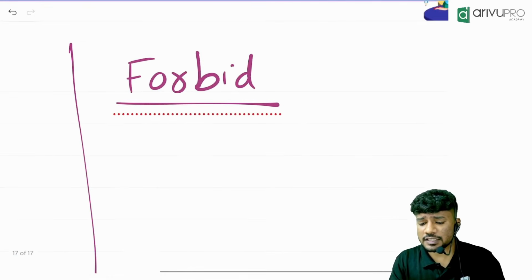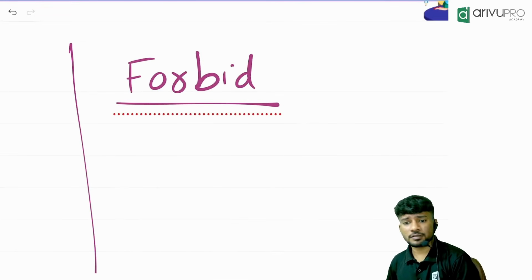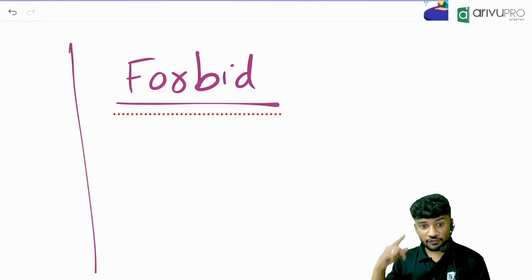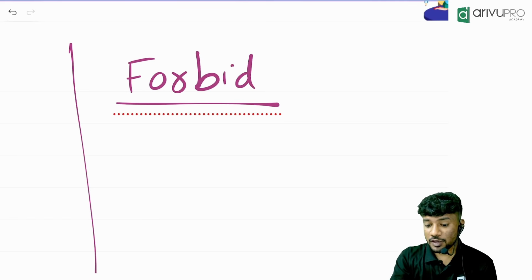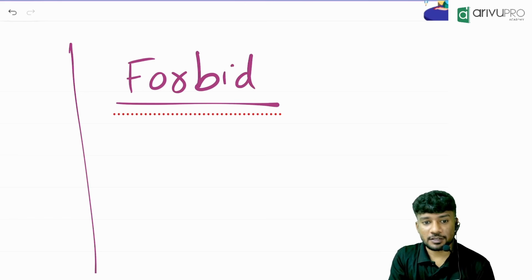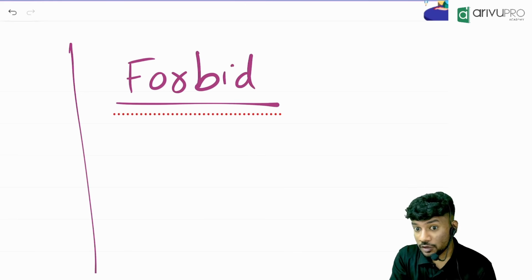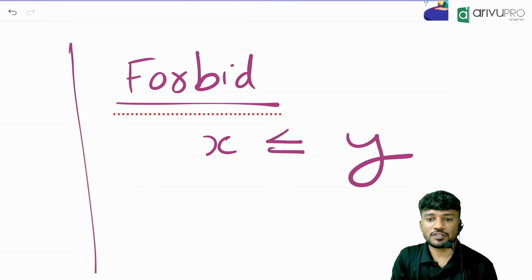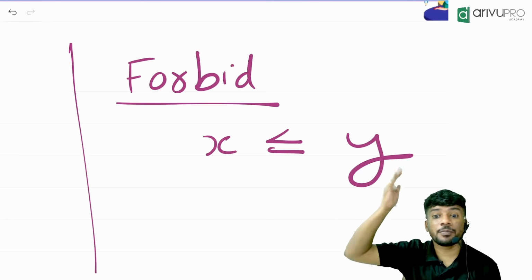What if it is like this? Union forbids experienced people more than fresh people. What do you mean by that? Union forbid means we should take the opposite sign. Forbid experienced is greater than freshers means we will write it as what? Experienced is less than or equal to fresh people. Okay, we should take the opposite sign.